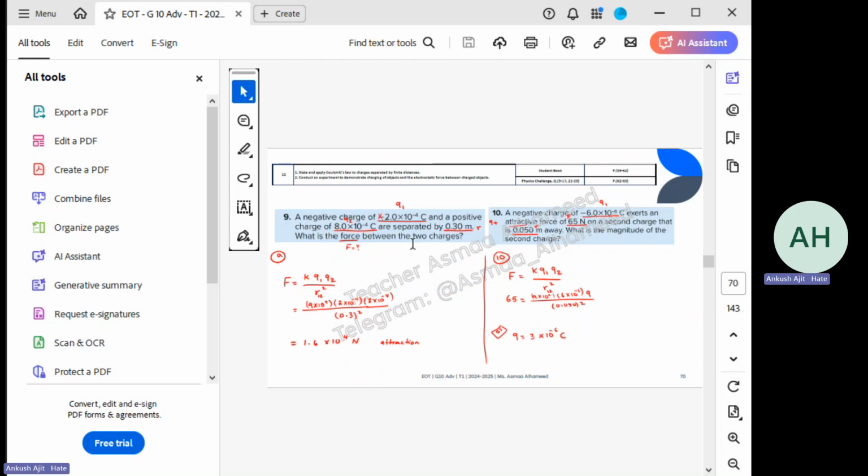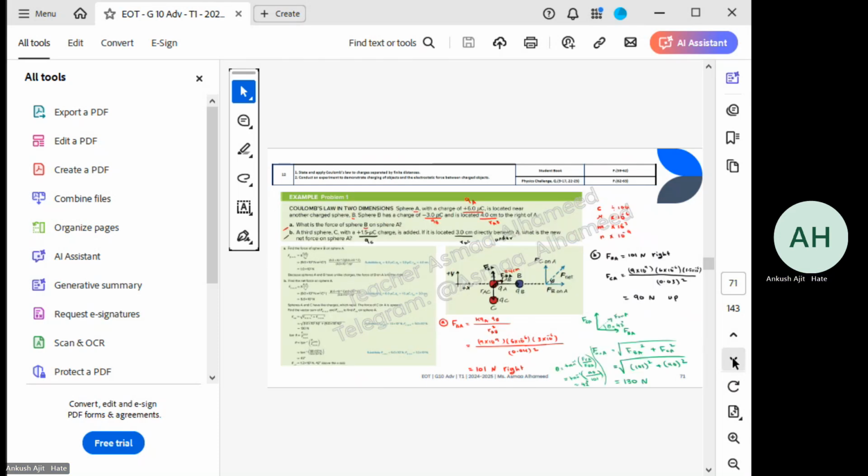Now, a negative charge of 2 into 10 raised to minus 4 and a positive charge of 8 into 10 raised to 3 are separated by 0.3 meters. Same thing, what is the force? All the things are given to you, get the answer. There also K and Q1, Q2 are given. You have to find Q here. Force is given, K is given, Q1 is given, R is given. You can just make this known and use it. Cool. These are the textual sums, guys. I hope you know this.